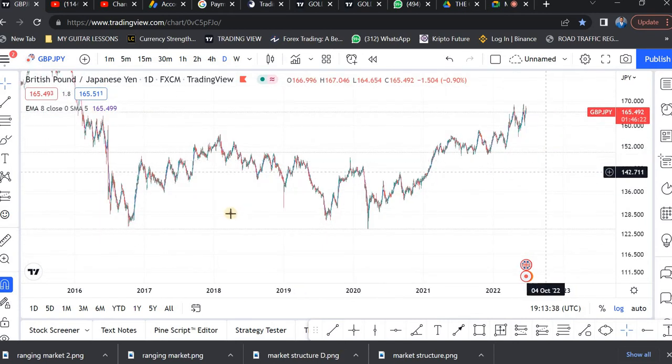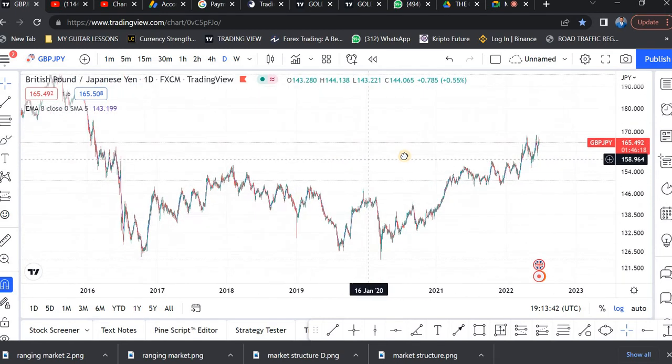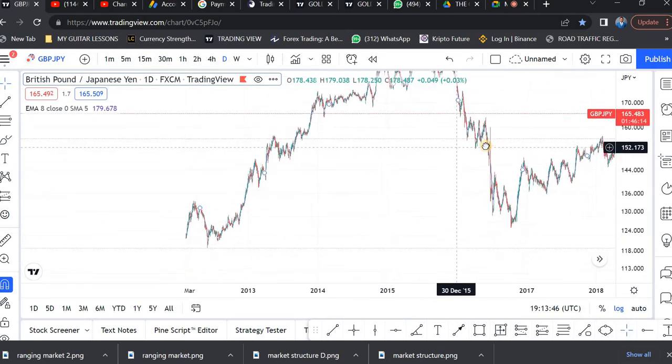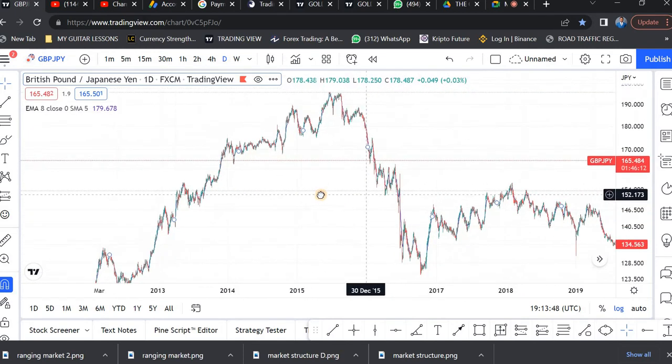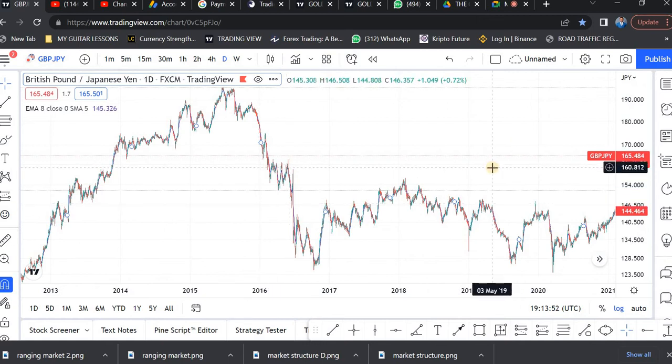Okay, and how the candlesticks have been formed here is called the market structure. Basically, you being able to open the chart and identify the structure of the market is one of the greatest skills you will ever need.